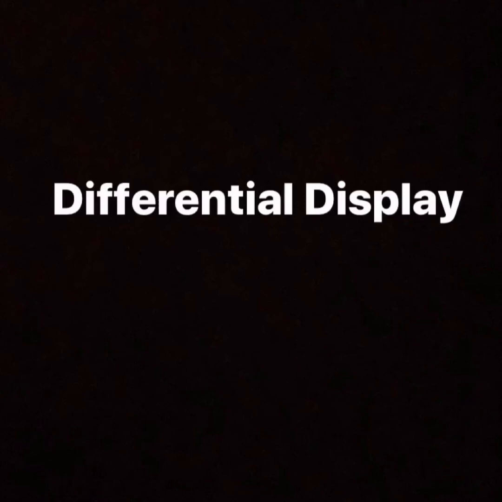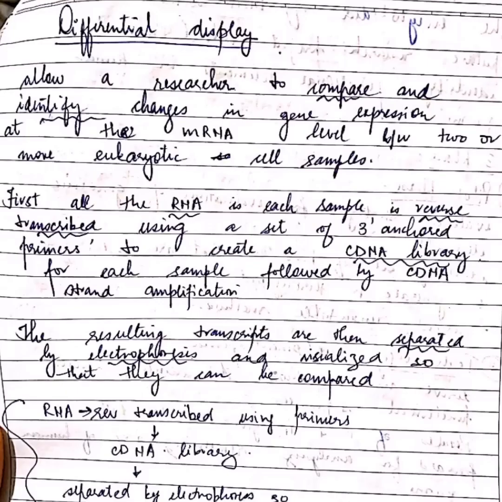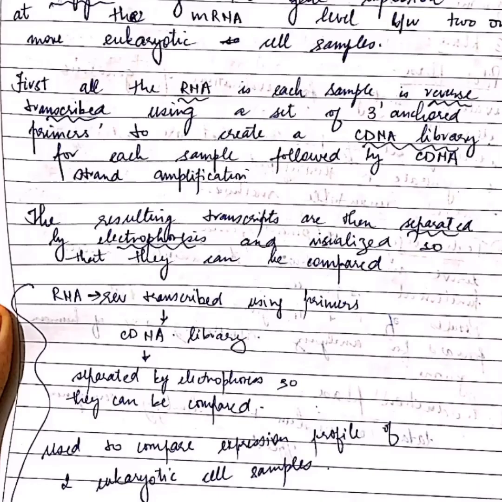Now the next one is differential display. Differential display allows a researcher to compare and identify changes in gene expression. The basic principle is that the RNA is reverse transcribed using 3' anchored primers that help to create a cDNA library. And then the resulting transcripts are separated by electrophoresis and visualized. Now I've written the process in 4 steps also. You can go through them also.